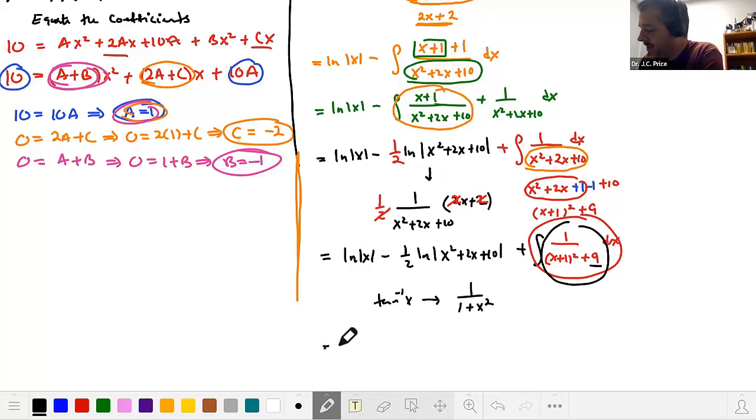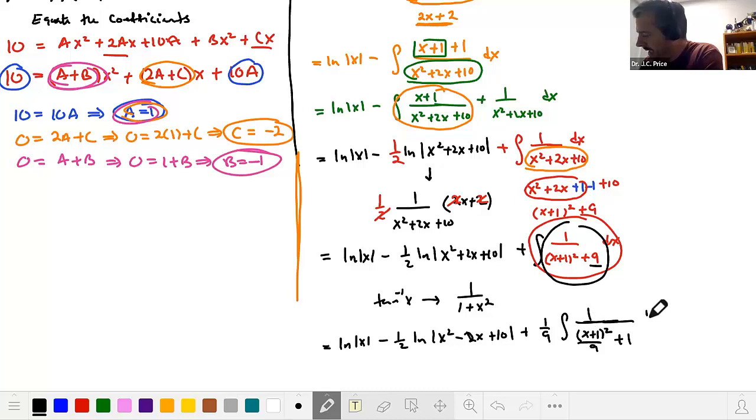So over here, this is equal to ln of absolute value of x minus 1/2 ln absolute value of x squared plus 2x plus 10. And then plus, I'm going to pull this 9 out. So it's going to be 1/9 the integral of 1 over, and I'll write x plus 1 quantity squared divided by 9, and then plus 1 dx. If you want, I can put parentheses down here. But the idea is I pull that 1/9 out. Notice if you put it back in, the 9's cancel, and this becomes 9. You just get back what you had left over. But this is very similar to that type, right?